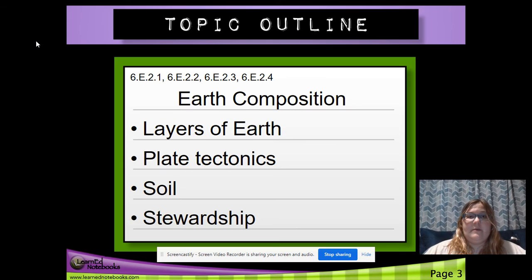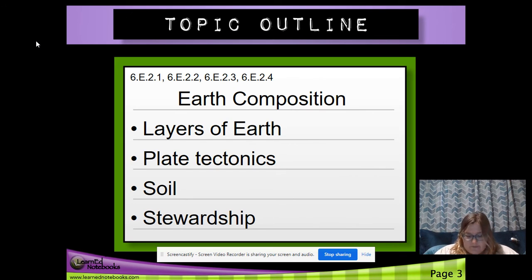And then Earth composition. Earth composition is the layers of the Earth. You should know the 4 layers. Plate tectonics, how are they moving? What are the 3 ways that they're moving? Soil, what makes up good soil? Stewardship is how are we taking care of the Earth?